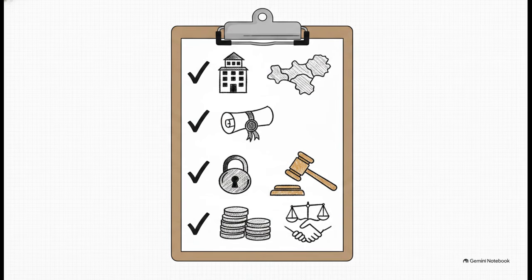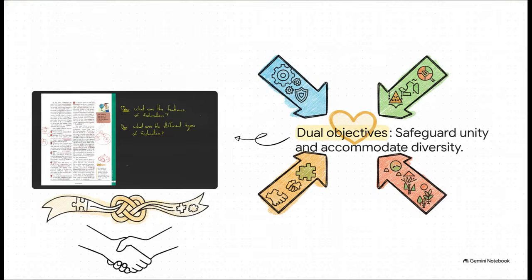Sixth, each level needs clearly specified revenue sources for financial autonomy. And seventh, it must serve a dual objective, safeguarding national unity while accommodating regional diversity. Let's focus on that last point for a second. A federal system is driven by those dual objectives, unity and diversity. But honestly, the real glue holding this complex machine together isn't just the law. It's mutual trust and a shared agreement to live together. Without those two things, the entire system just falls apart.